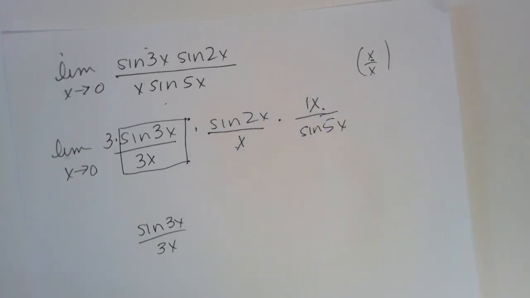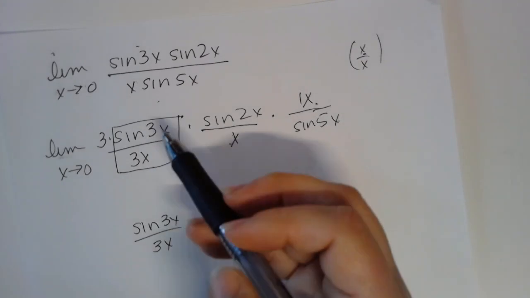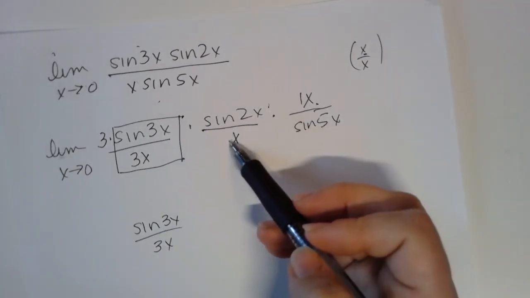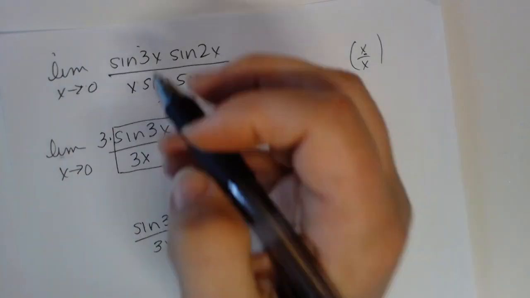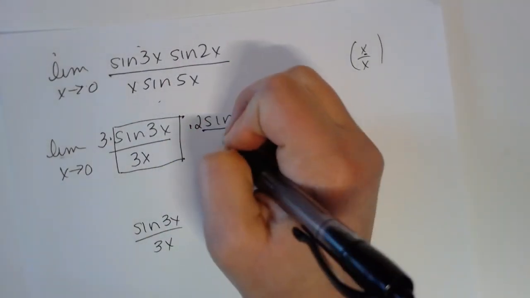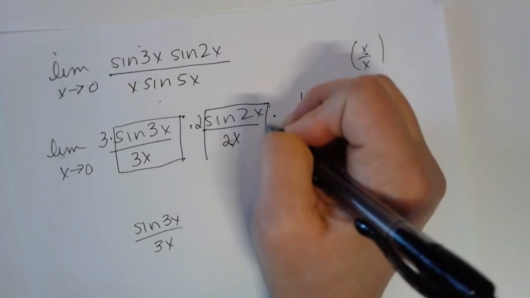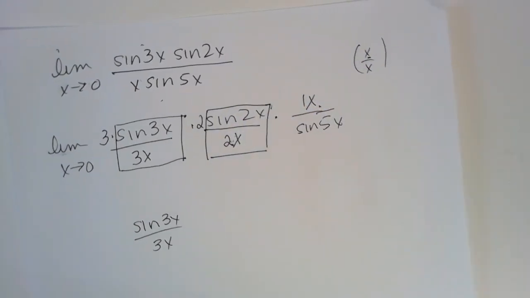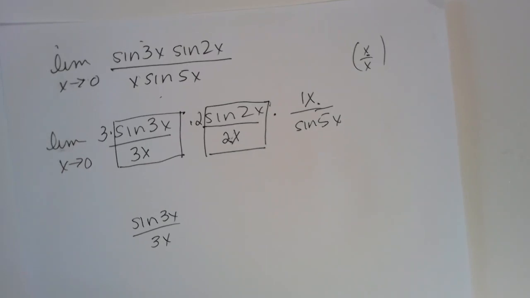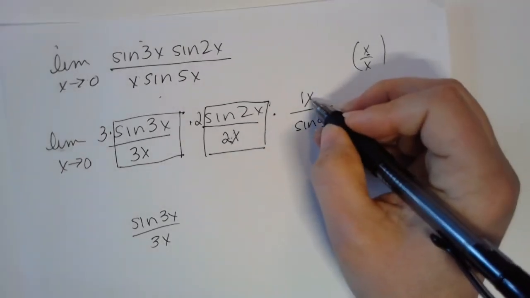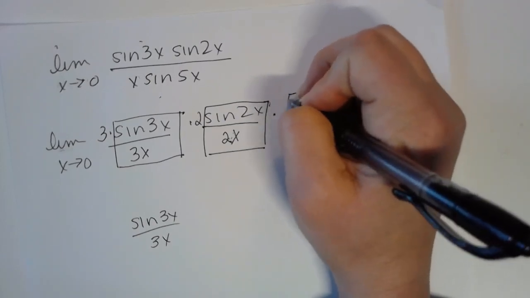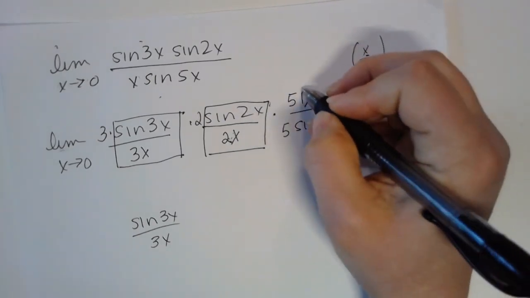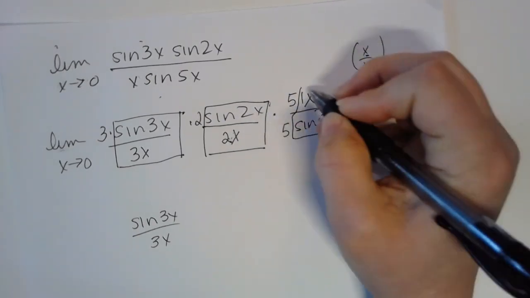Okay, so now I know that if I make this a 2 down here, then this whole thing, the sine of 2x over 2x, would be 1. So I'm going to multiply the top and the bottom of this one by 2. And now I know that this part here is 1, the limit. And if I can make this 5 on top here, then that will also be 1. So I'm going to multiply this by 5 over 5. And now I know that this limit here is also 1.